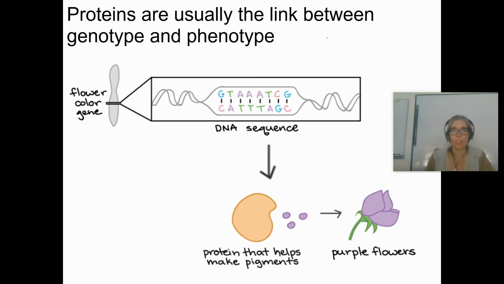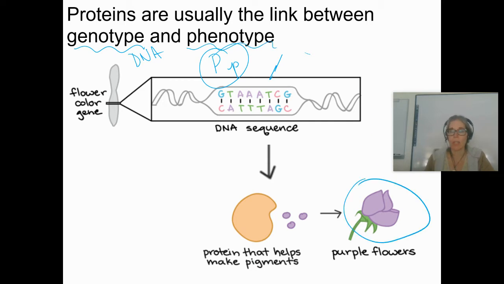Okay, so proteins are usually, not always, but usually the link between genotype and phenotype. So our last unit was on genetics, and genotype is your DNA, right? Do you have a big P or a little p, for example, for flower color? And phenotype are the physical characteristics, which might be what you look like, or it might be something microscopic. But in this case, it's purple flowers as opposed to white flowers.